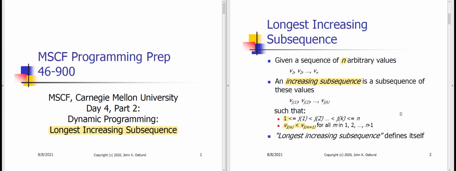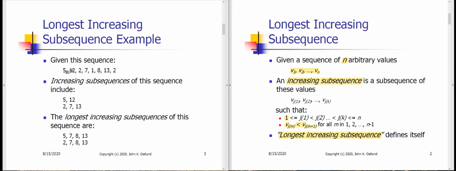Well, we're interested in looking for the longest increasing subsequence within this original sequence, and so what that means is that we're looking for the longest one. I guess it's sort of self-defining what that means. All right, so let's imagine that we've got this sequence here, 5, 12, 2, 7, 1, 8, 13, 2. An increasing subsequence is any subsequence within this original sequence in which all of the values are increasing.